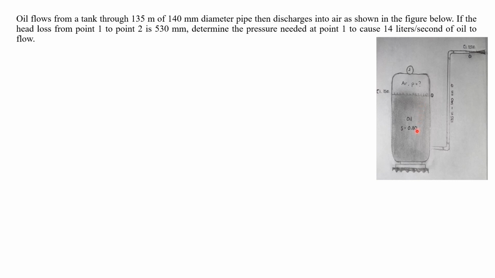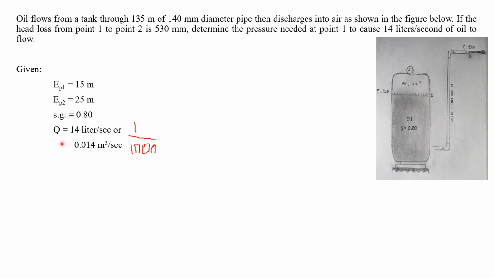Let's look at our diagram. The specific gravity of oil is already written, and we need to know the pressure at point 1, which is the pressure in the air chamber. Now, let us identify our givens. We have position at point 1 equal to 15 meters. Position at point 2 is equal to 25 meters. Specific gravity of oil is 0.80. Volumetric flow rate is equal to 14 liters per second.